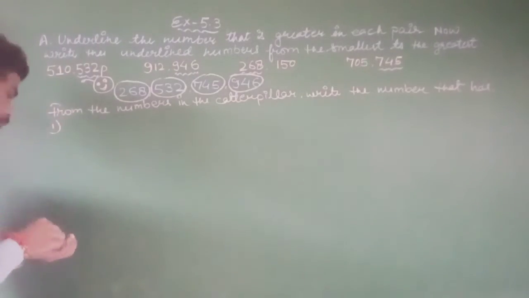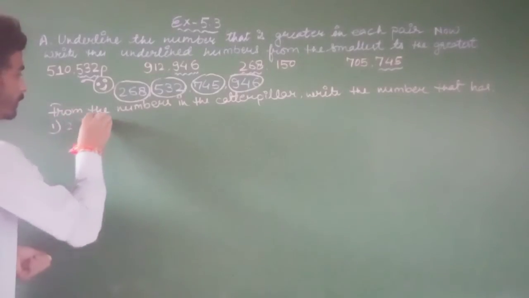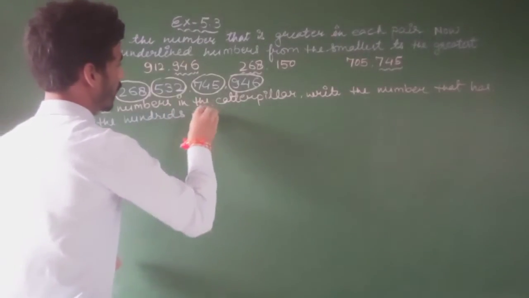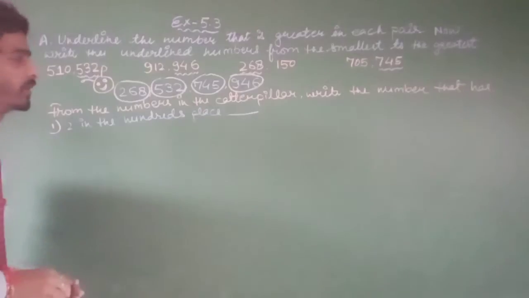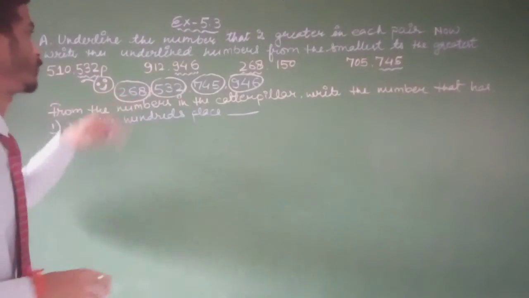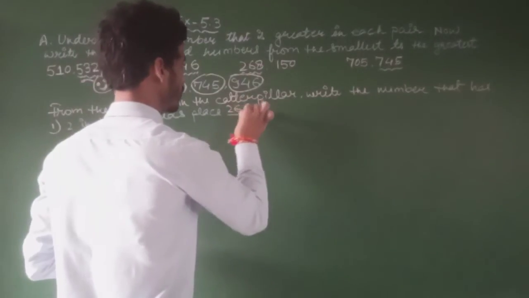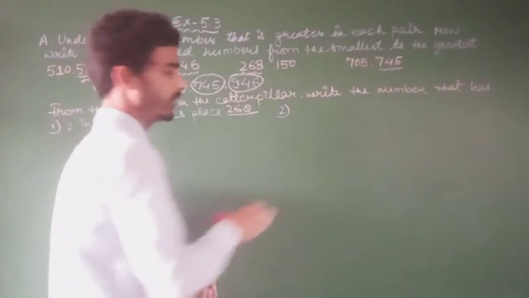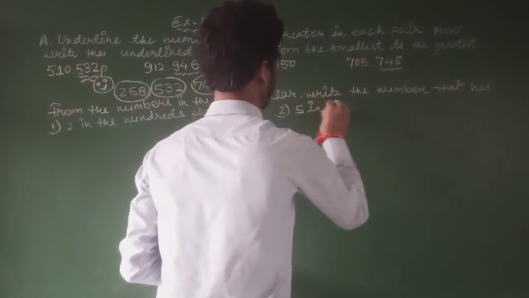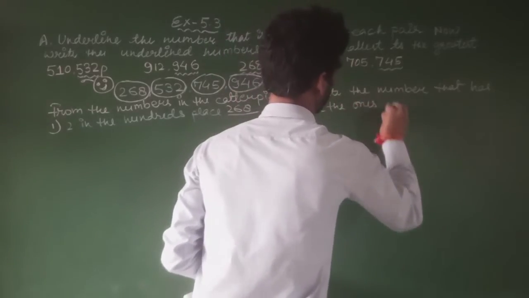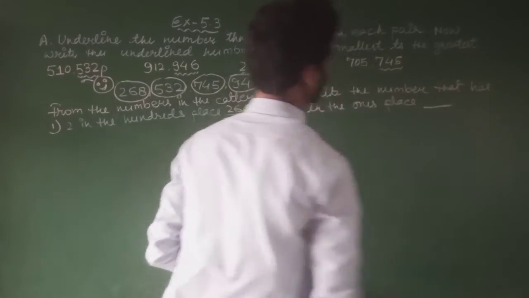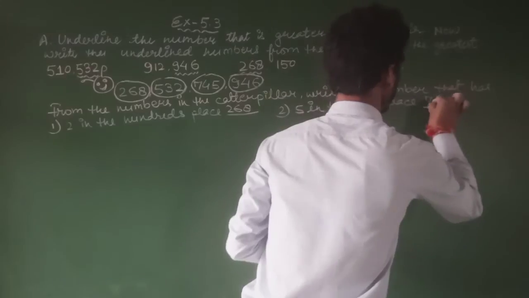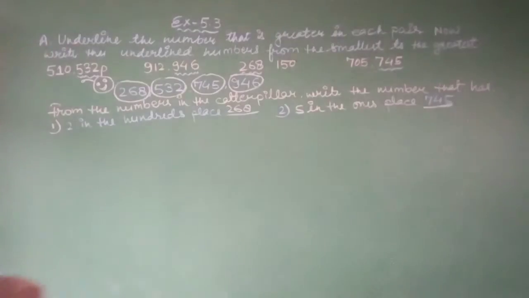First question is 2 in the hundreds place. In which number is 2 in the hundreds place? In 268, 2 is in the hundreds place. Next is question number 2: 5 in the ones place. In which number is 5 in the ones place? In 745, 5 is in the ones place.